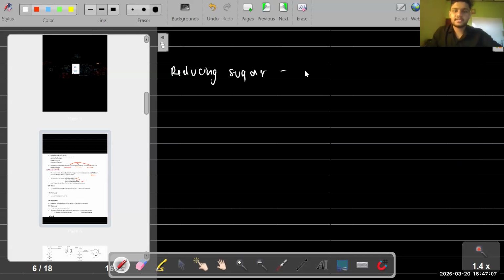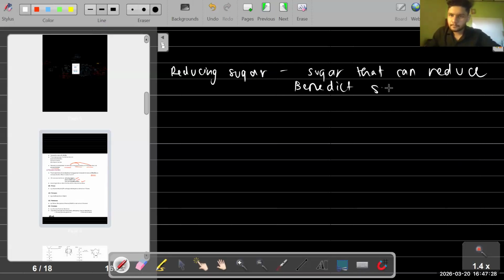Reducing sugar means this is the thing. A reducing sugar means it is a sugar that can reduce Benedict solution and give a brick red precipitate.